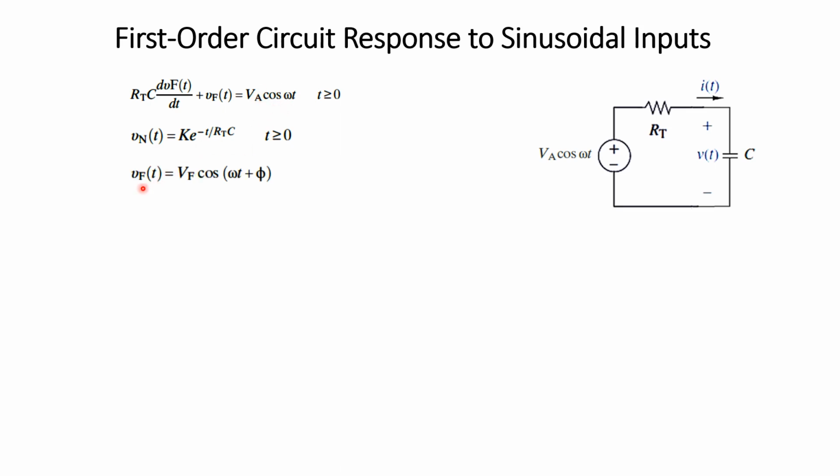And for the forced response, due to the form of the forcing function, we select this forced response. The coefficient of this cosine is VA in the forcing function, but here it is VF, and the frequency will be the same. There may or may not be a phase angle over here, so we express it as cosine omega t plus phi.